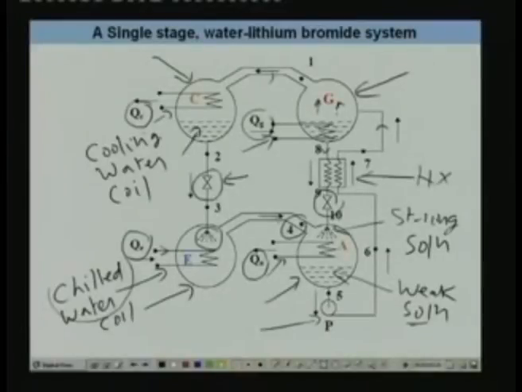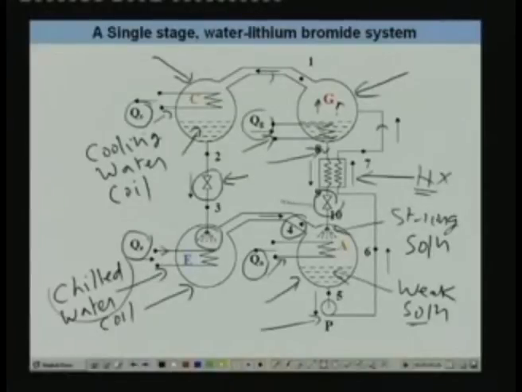And as far as the solution is concerned, you remember that at the exit of the generator you have strong solution, that means solution that is rich in lithium bromide. It is at high pressure and it is hot. Now it flows through this heat exchanger again, where it exchanges heat with the weak solution, and its temperature reduces.